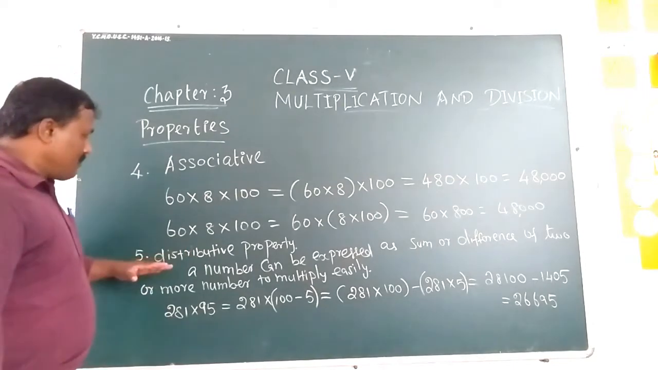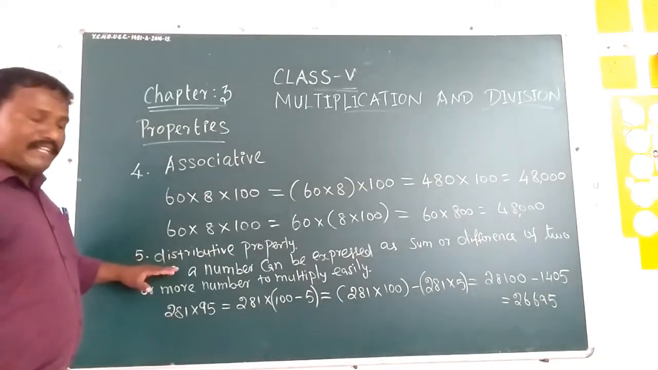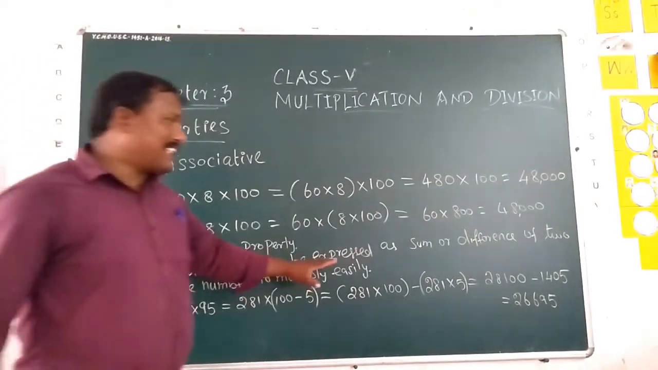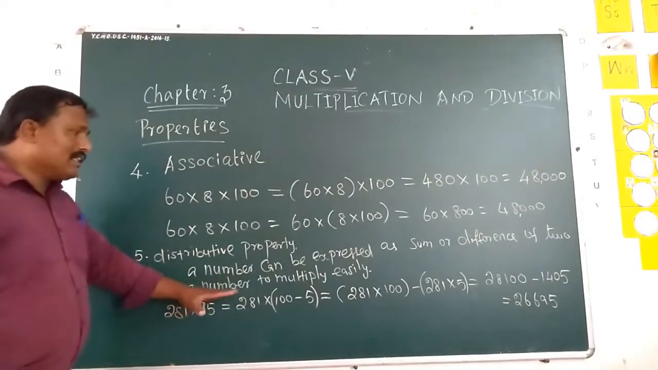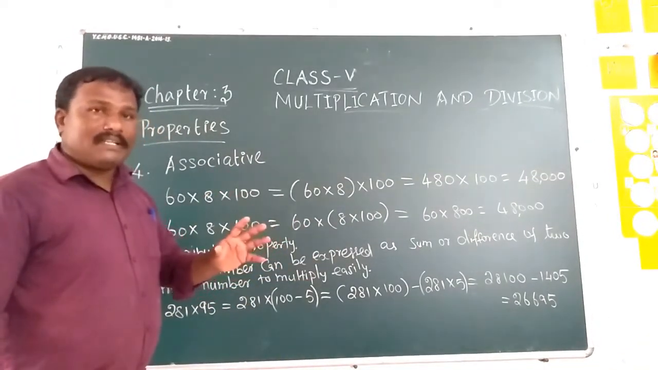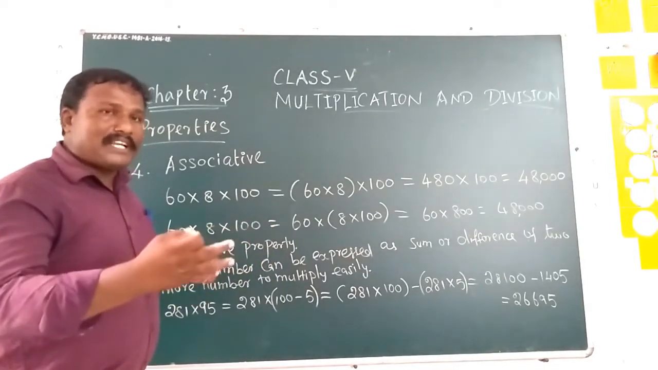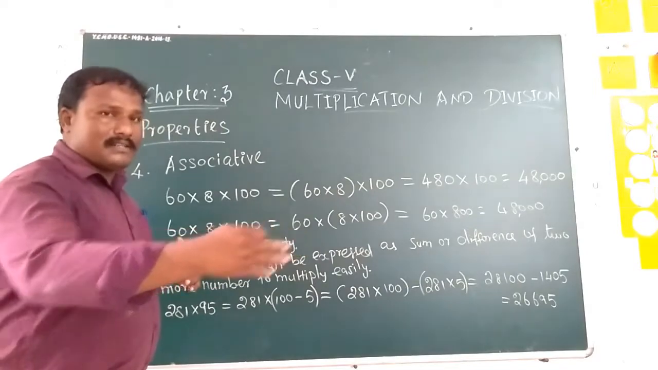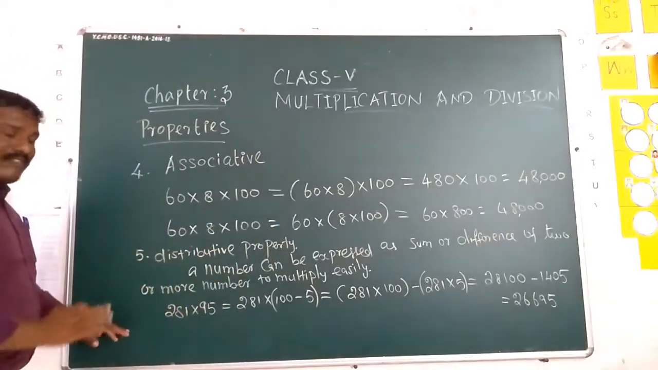Okay. Then the last property, the distributive property. Actually what does this property say? A number can be expressed as a sum or difference of two or more numbers, so it can be multiplied easily. If you have a single number, we can express it as a sum or difference, and we can find the answer. Here they gave an example.